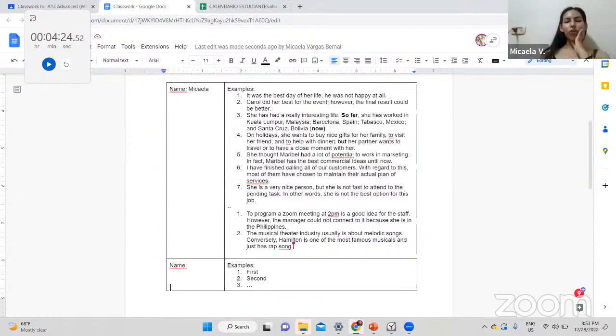Okay. To program a Zoom meeting at 2 p.m. is a good idea for the staff. However, the manager could not connect to it because she is in the Philippines. The musical theater industry usually is about melodic songs. Conversely, Hamilton is one of the most famous musicals and just has, well, rap songs.